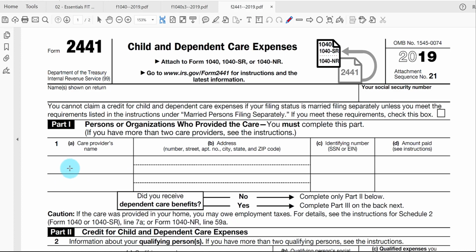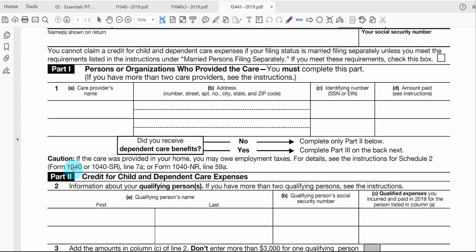Now in part 2, you have to identify the people that are being taken care of. Typically, again, that's the qualifying child under age 13 or other dependents that cannot take care of themselves. So you write in their name, their ID number, and the amount that you paid for that person. Again, the amount you write up here is the amount you paid the care provider, and here in part 2, the amount you paid for each dependent.